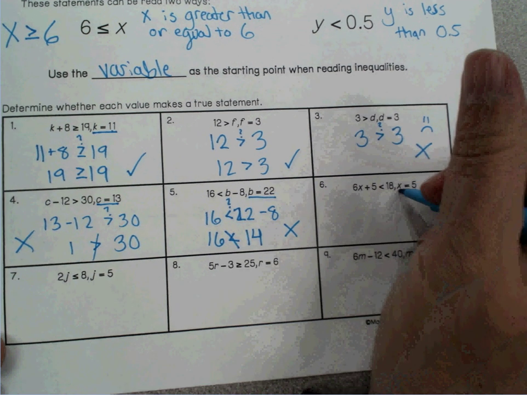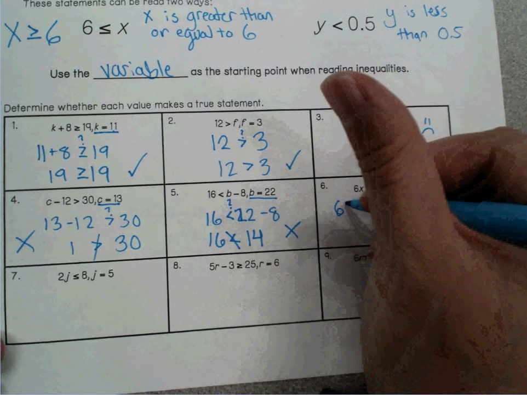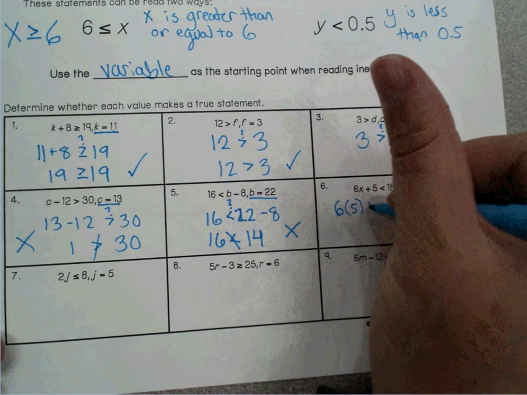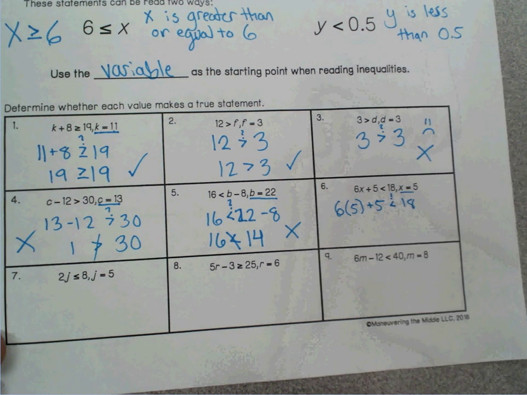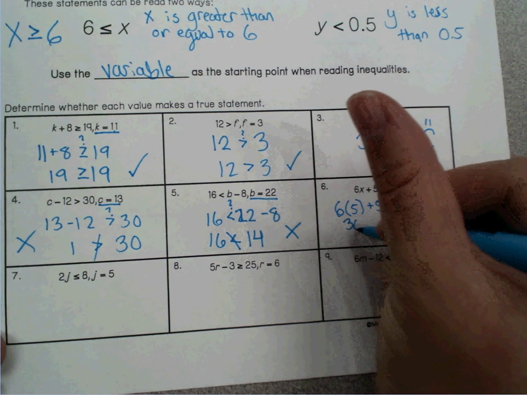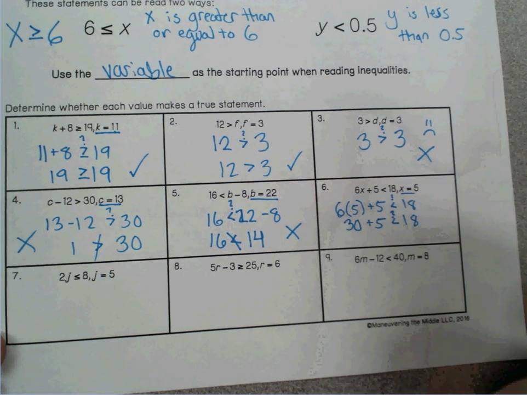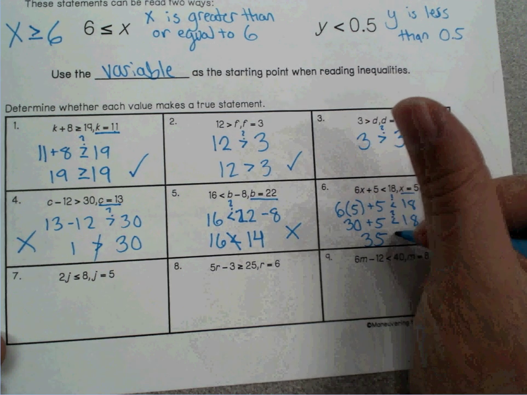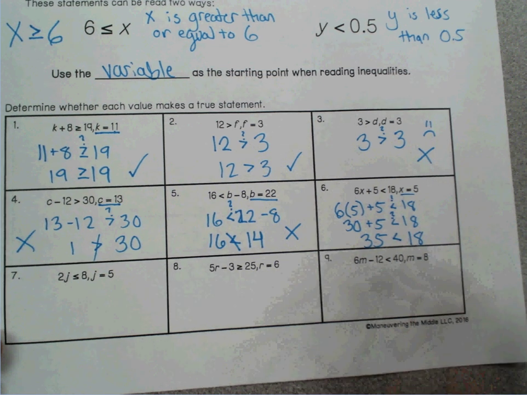So in this one, x equals 5. So instead of 6x, remember when they're right next to each other, it means multiplication. So it's 6 times 5 plus 5 is less than 18. And then we're going to see if that works. 6 times 5 is 30, plus 5 is less than 18. 30 plus 5 is 35, less than 18. That is not true. 35 is not less than 18.